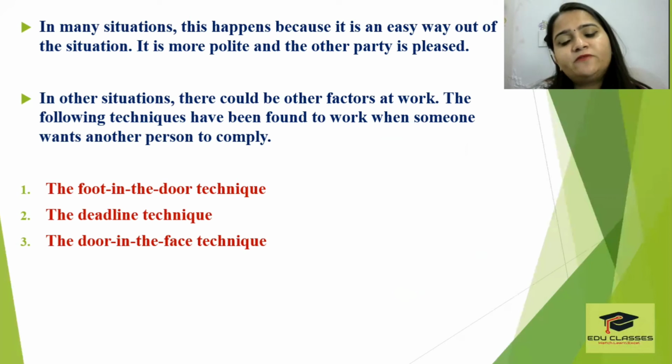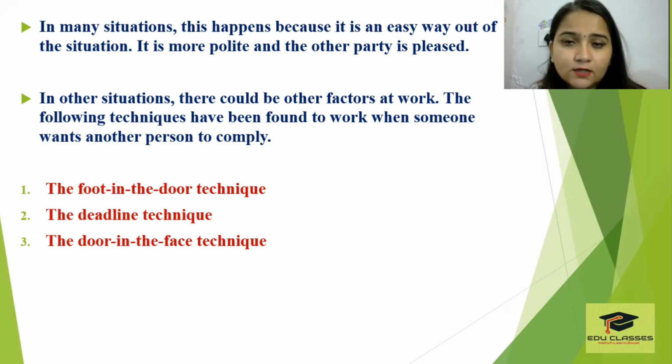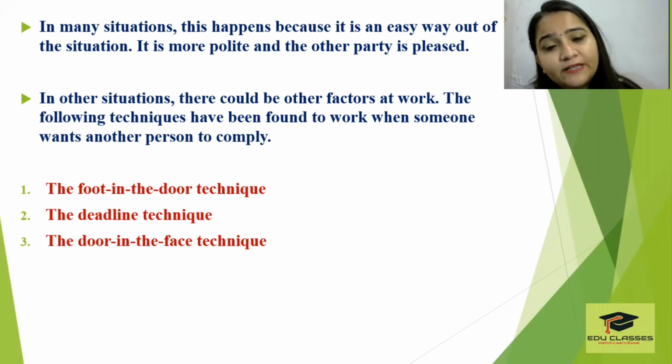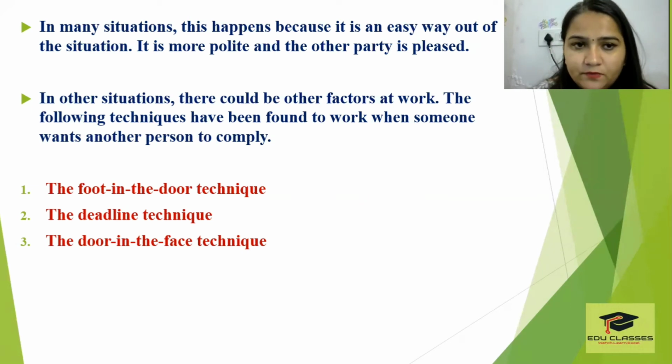The following techniques have been found to work when someone wants another person to comply. अब ये जो है ना, like this factor where we want to please the other person, this has been exploited by a lot of businesses like advertising, marketing. बहुत exploit करते हैं वो human behavior को जहाँ पे we want to make somebody happy. And these are some of the techniques that they use. So the first technique is foot in the door technique. Second is the deadline technique. Third is the door in the face technique. So these are the three techniques that people use to make us comply to their request, right?